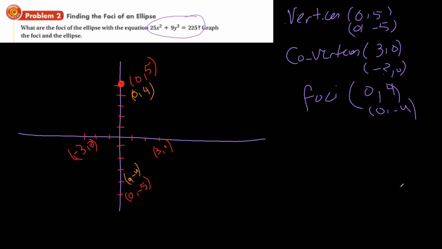Now, after that, I want to sketch the ellipse. This will be my ellipse. After I found the vertices, the co-vertices, and the foci, I can now draw the ellipse. Is it clear? Yes, teacher, thank you.